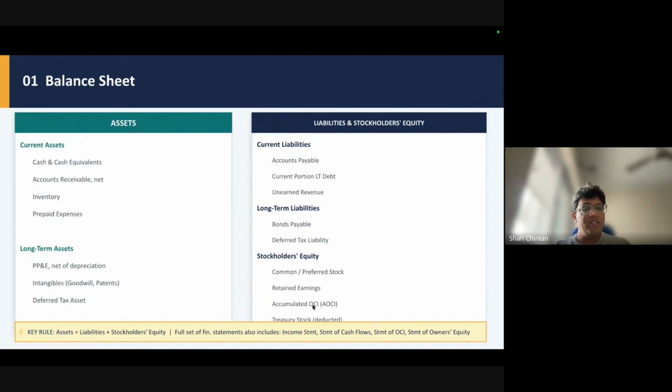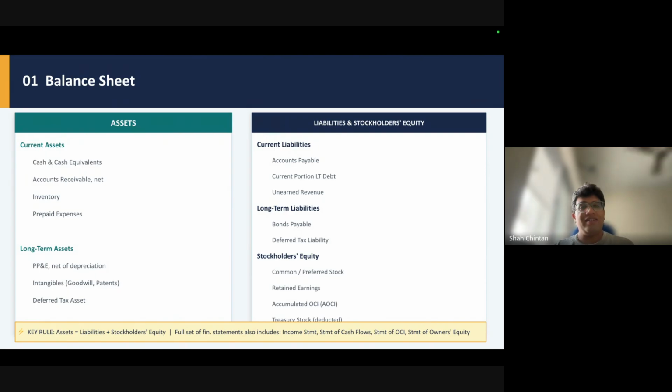Then you have OCI, that is accumulated OCI. We will see it in a moment. PACE is covered under the OCI. So there are four components, PACE. Those four components only go towards the OCI. We will understand why it is going into the OCI directly. And the last one is treasury stock, a negative stock. This is nothing but a stock which is repurchased or cancelled by the entity and taken back from the subscriber.